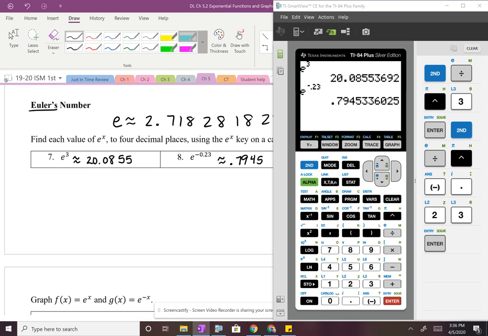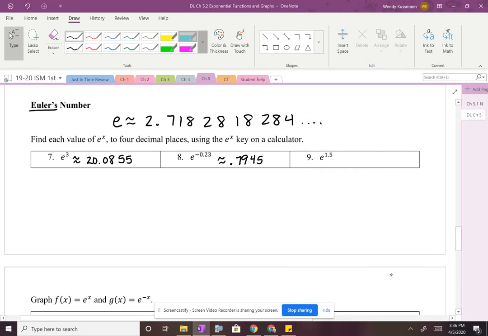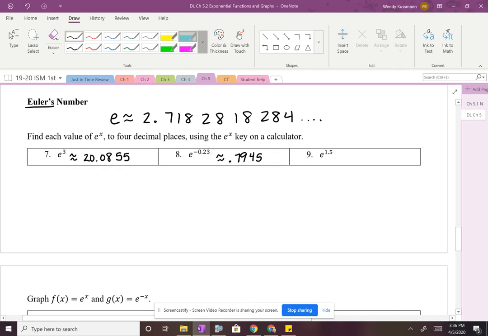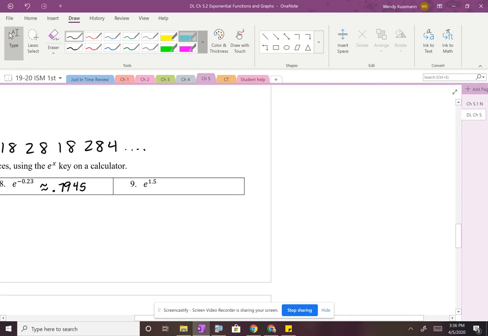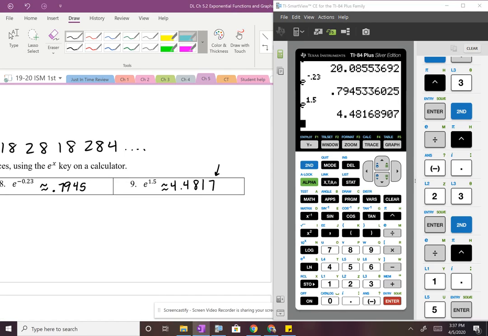The last one is going to be your turn. So I want you to put that e to the 1.5 in your calculator and see if you get the correct answer. Hopefully you got that right, and we are moving on to just graphing this in the calculator.